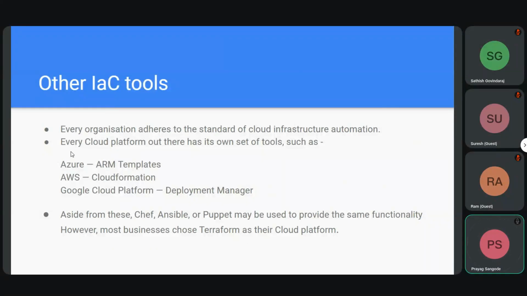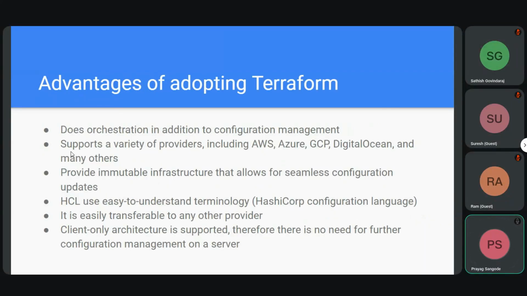But if you use Terraform, it supports almost all the clouds: AWS, Azure, GCP, DigitalOcean, OpenStack, OpenShift, even VMware it supports. So just learn Terraform, and then we do not have to learn any cloud native infrastructure as code. It helps us in creating immutable infrastructure. It is easy to understand when you see the code. It uses HashiCorp Configuration Language, HCL it is called.